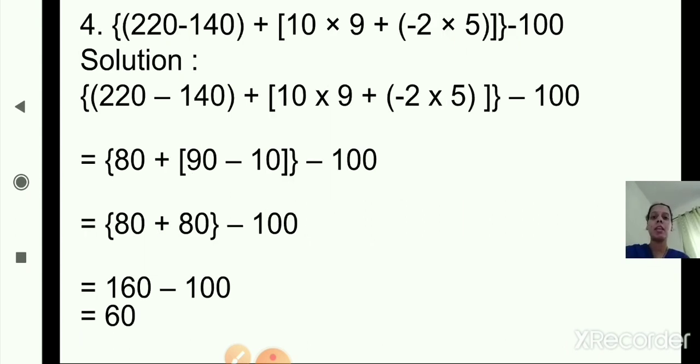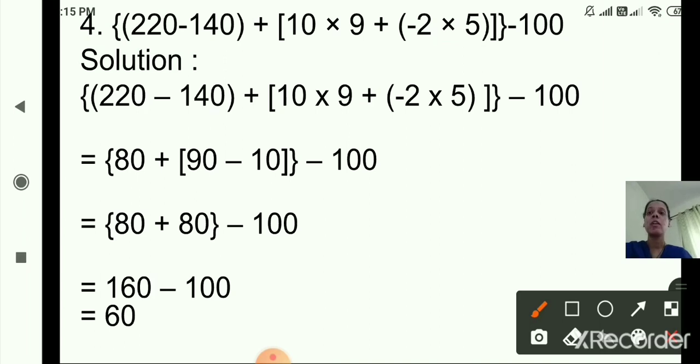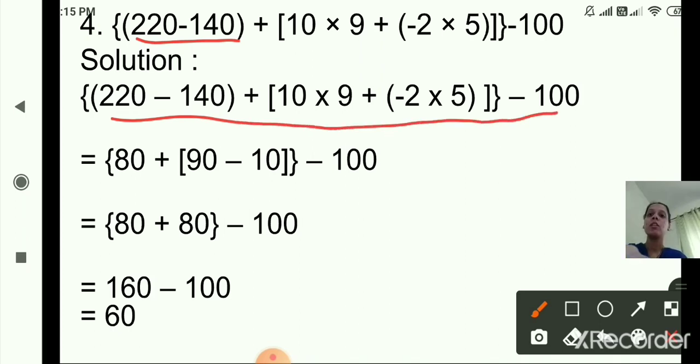Now we will see one example of how to simplify the following mathematical expression. As you can see here, brackets are given. So first we'll solve the brackets. Now in the solution, I have written the question here: 220 minus bracket 140 plus bracket 10 multiplied by 9 plus bracket minus 2 multiplied by 5, then brackets complete, minus 100 outside the bracket. So first we will carry out the operations given in the brackets.